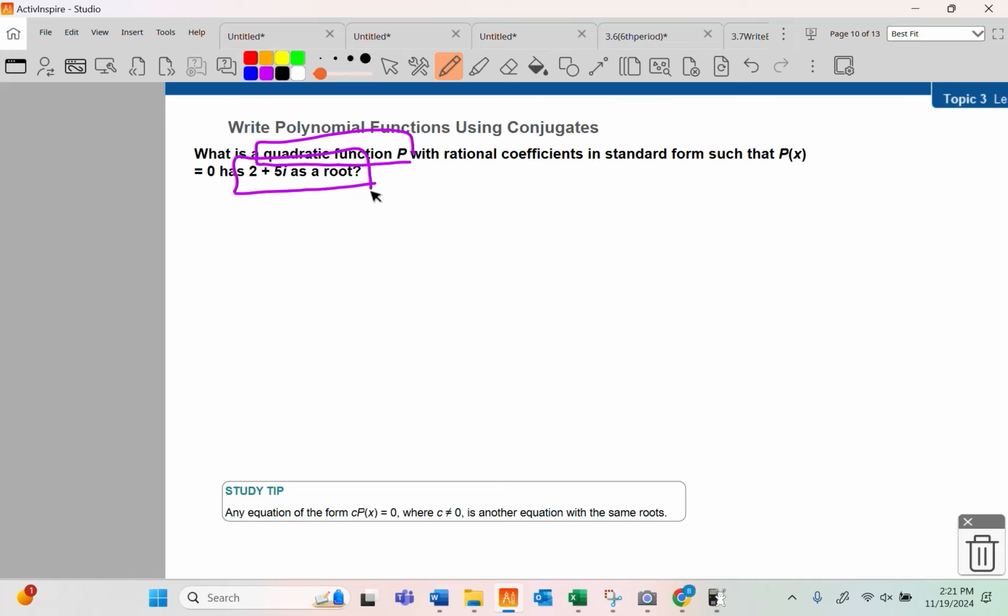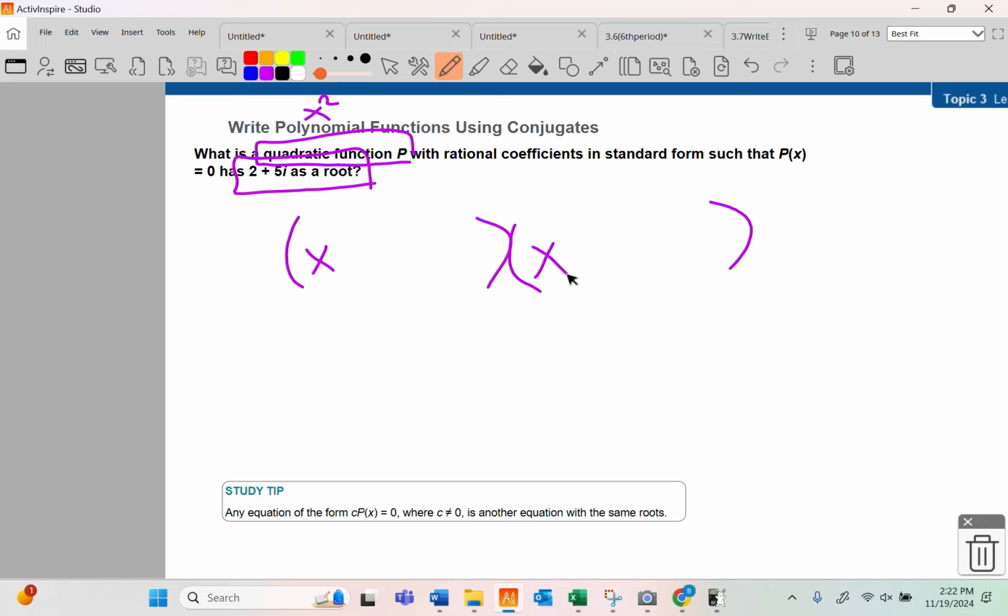X to what power do you have in a quadratic function? X squared. I see quadratic, it's x squared all day long. If I have x squared, how many factors do I have? 2, whether they're real or imaginary. If you're writing factors, each factor starts with what letter? X. Just the way it is, kids.